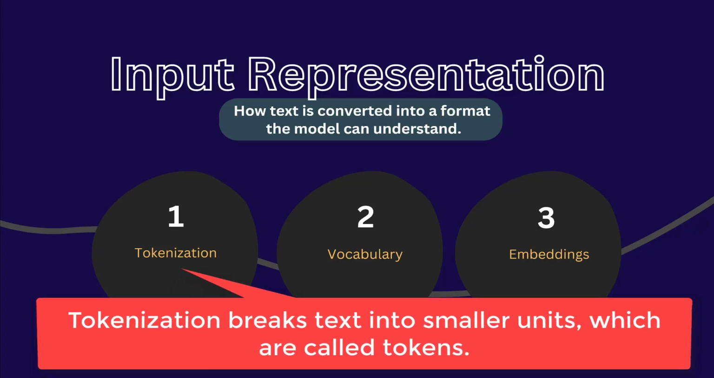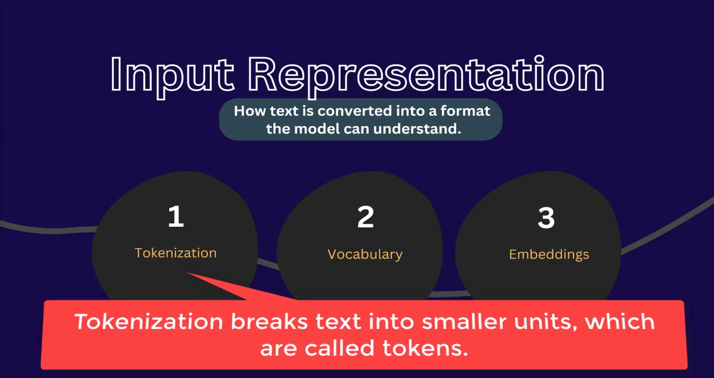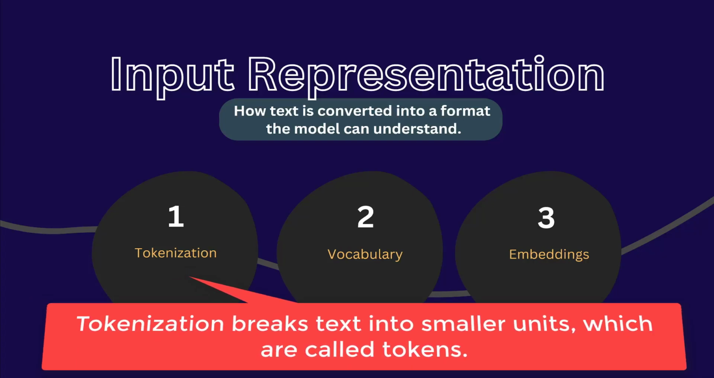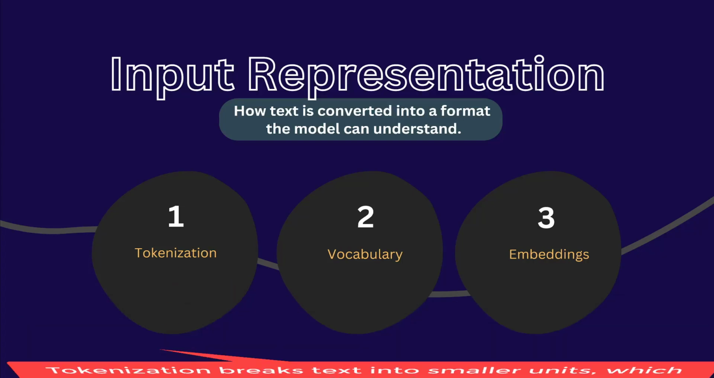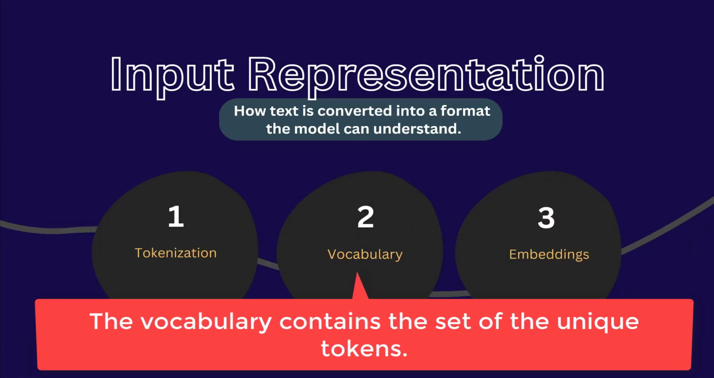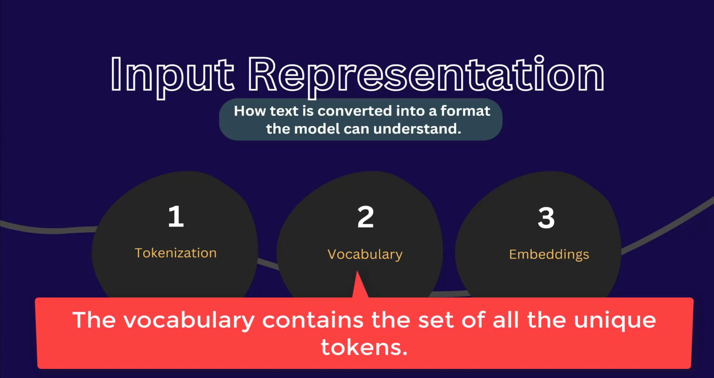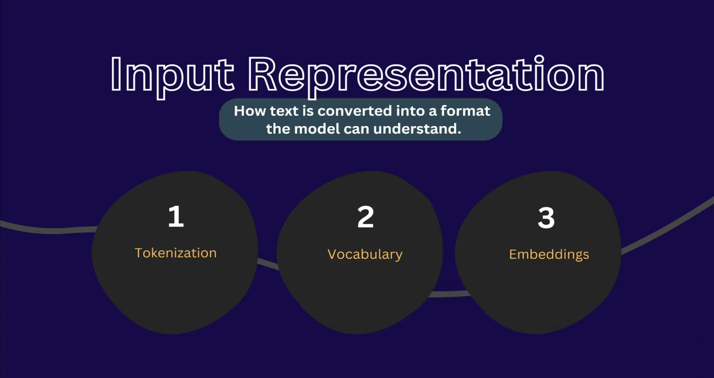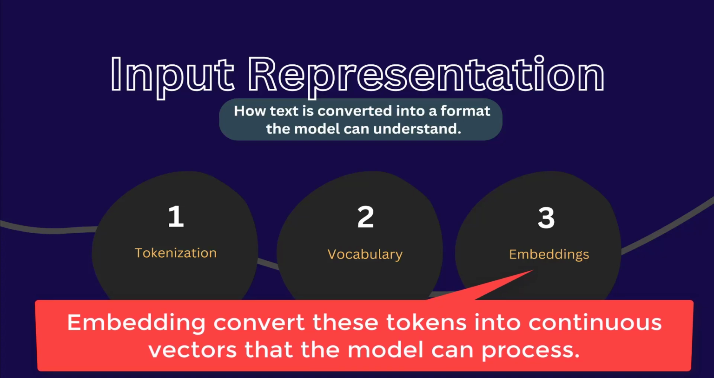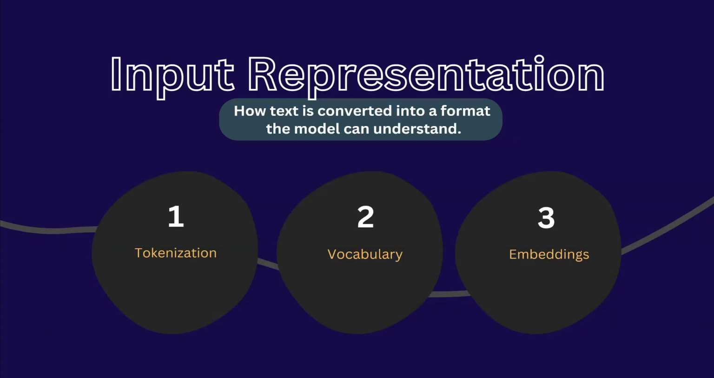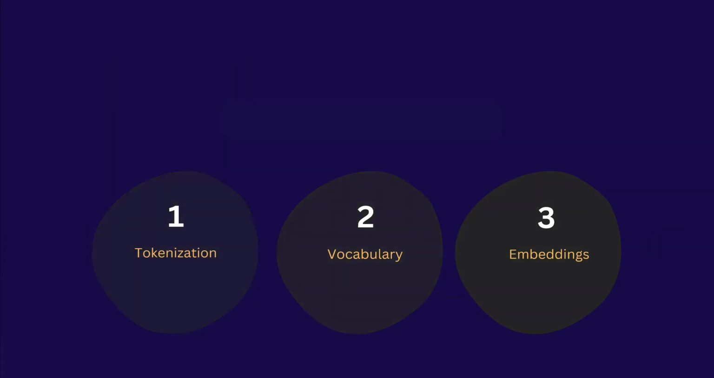Tokenization breaks the text into smaller units. These units are called tokens. The vocabulary, the second step, contains the set of all the unique tokens the model is trained on. And finally, embeddings convert these tokens into continuous vectors that the model can process with various metrics inside. But let's dive in and see it in detail.